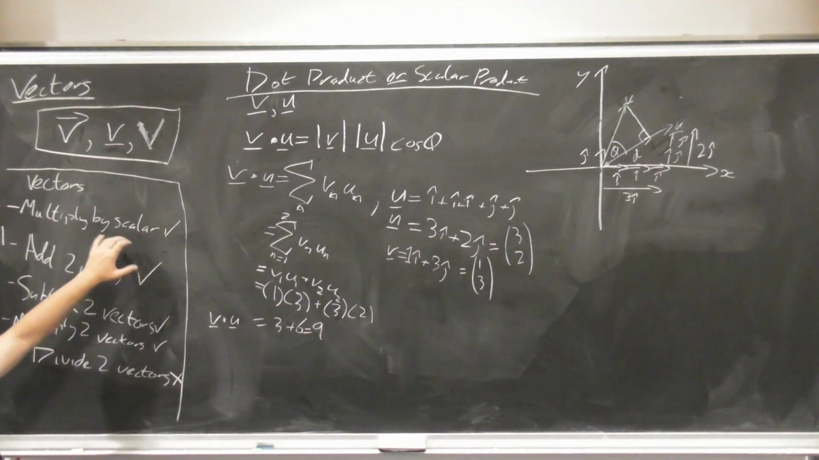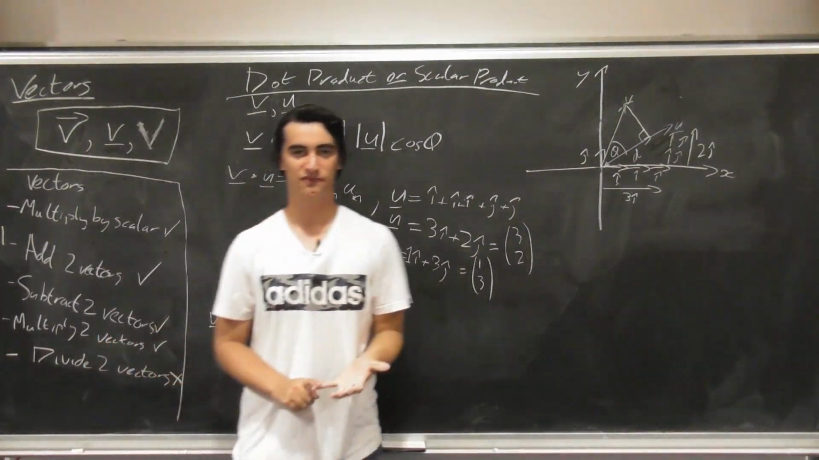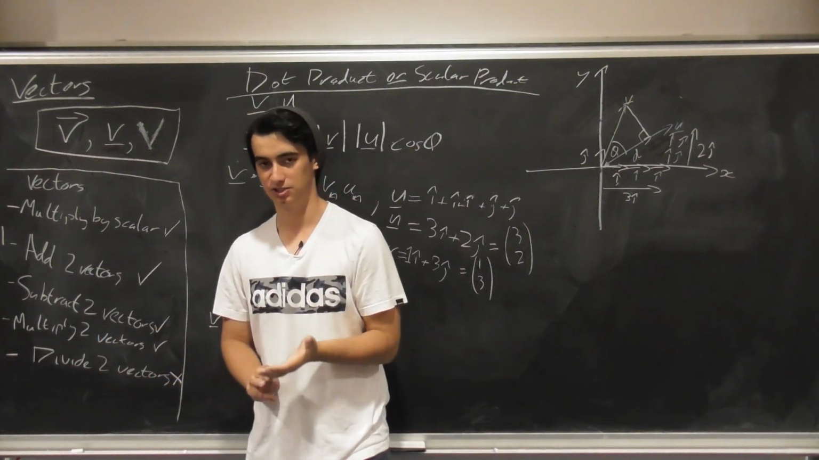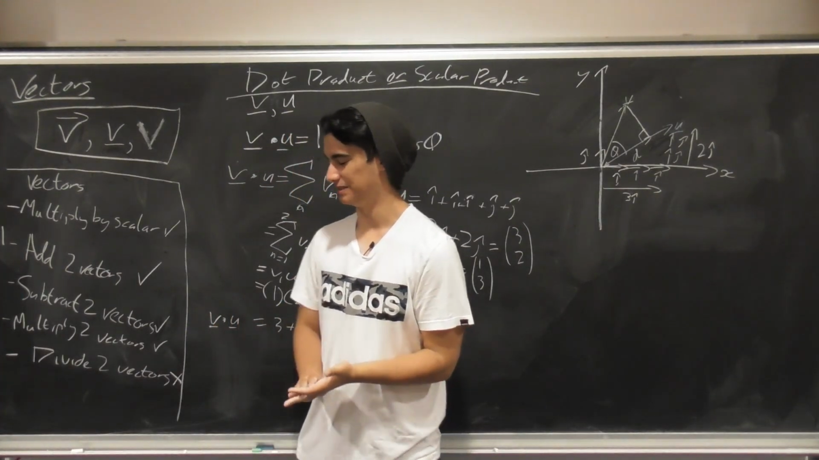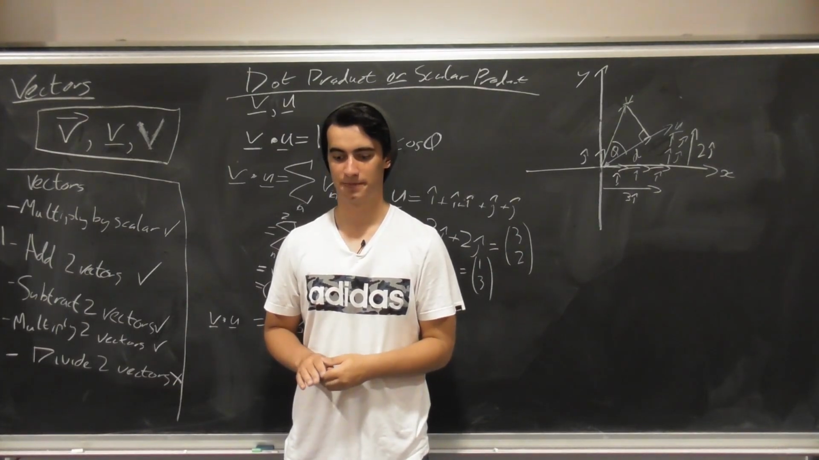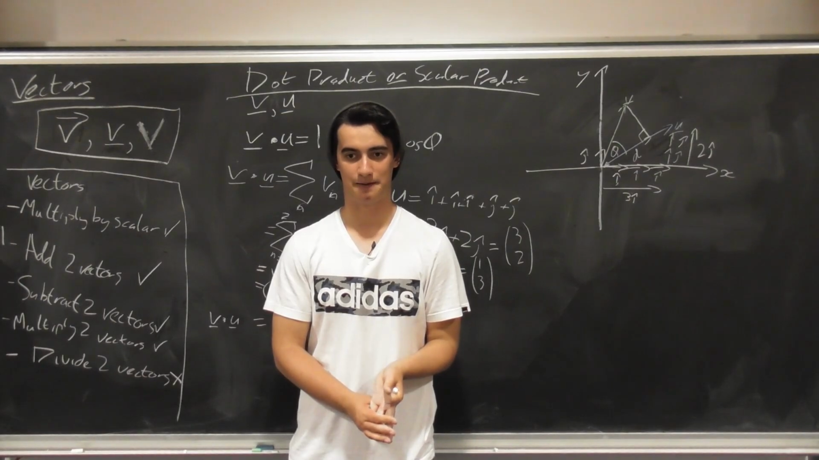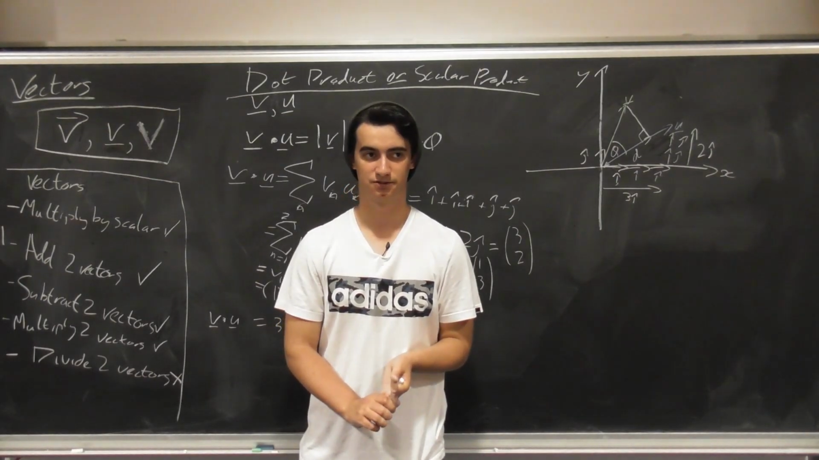So we have multiplication by a scalar. We've shown that we can do that. We've shown that we can add 2 vectors, subtract 2 vectors, multiply 2 vectors, and that we can't really divide 2 vectors. So that's really all we have to know about trig, coordinate spaces, and vectors for this course.